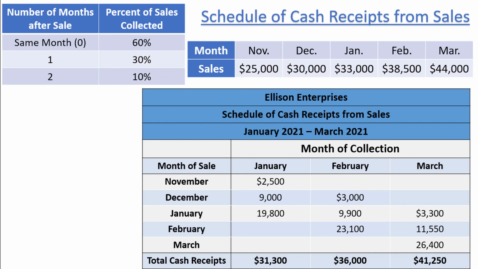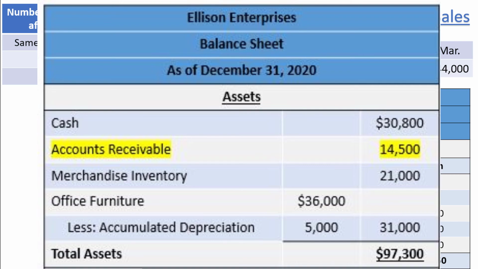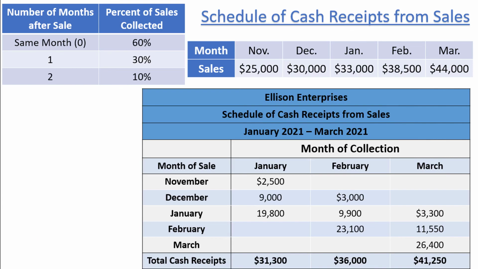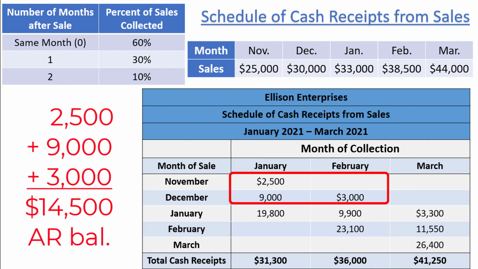One final thing to note is that if we take a peek at our balance sheet, we see that the accounts receivable balance as of December 31 is $14,500. That should be the same as all of the cash collected from months in the previous year, and indeed it is. If we add up the cash received from November and December, we have $2,500 plus $9,000 plus $3,000, which equals $14,500.